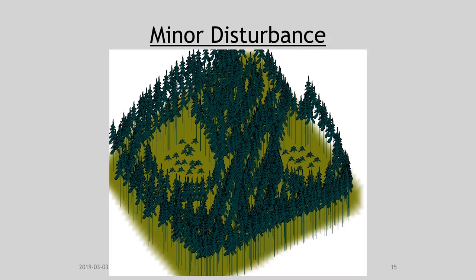Major disturbance versus minor disturbance: minor disturbances initiate cohorts in a stand but do not initiate a new stand. And as David Smith would say, there is no such thing as an uneven-aged stand, because even that little mini hole kind of acts like a little mini stand in and of itself.